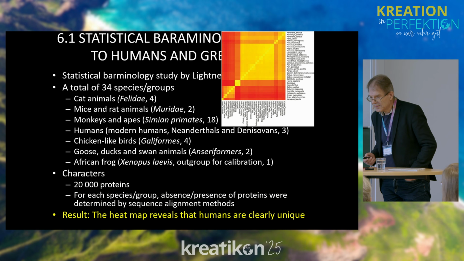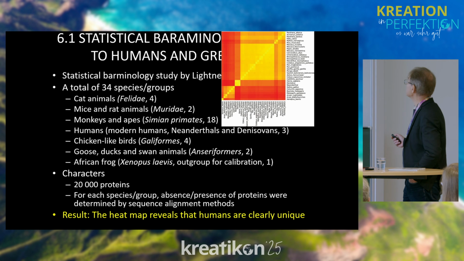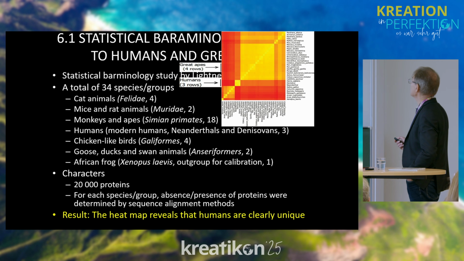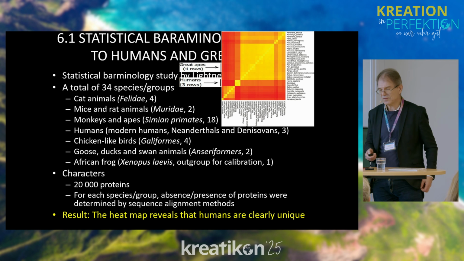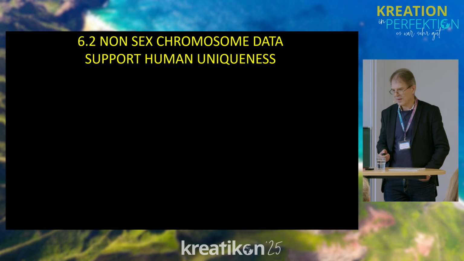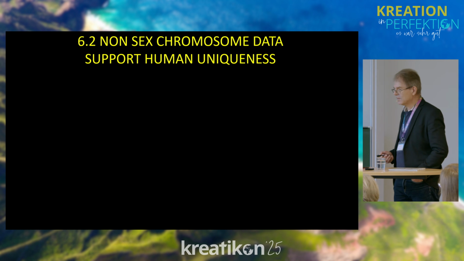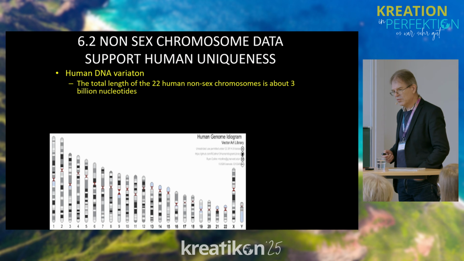And the result is amazing. Here we have this heat map. It reveals that humans are clearly unique, because humans form their own cluster according to this heat map. And the 4 great apes, including gorillas and chimpanzees, are more closely related to other species in this study than to humans. Because it's a huge data set, it strongly indicates that humans are unique. So let's now look at the second line of evidence to support human uniqueness.